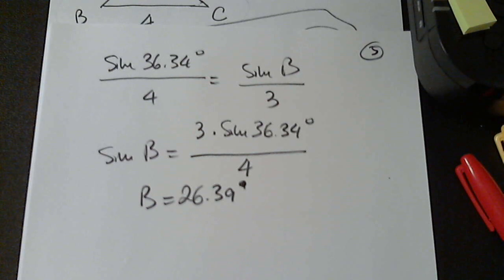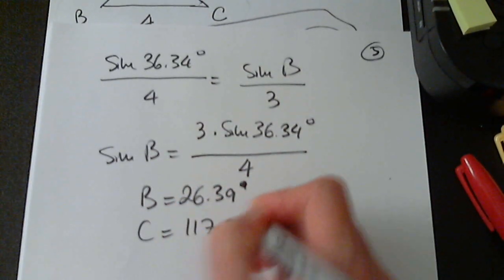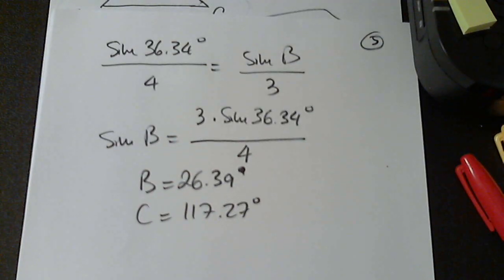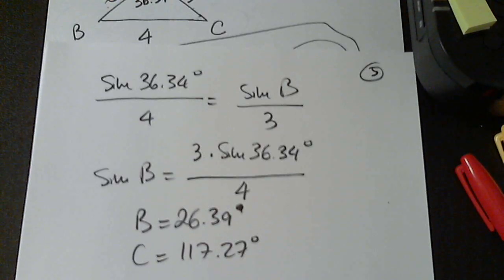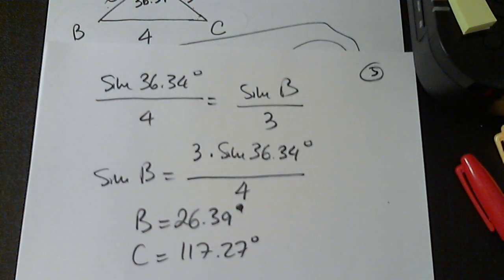Therefore, I subtract from 180. I subtract the 36.34. And I subtract the previous one, 26.39. So I got the other angle, angle C, to be 117.27. And that's it. So we solved the triangle. We found all 3 angles given all 3 sides.